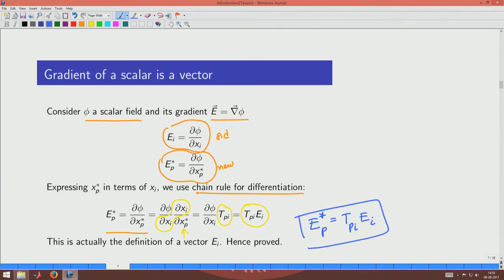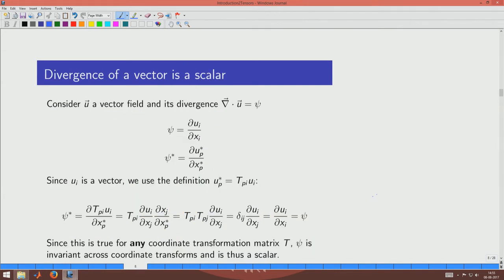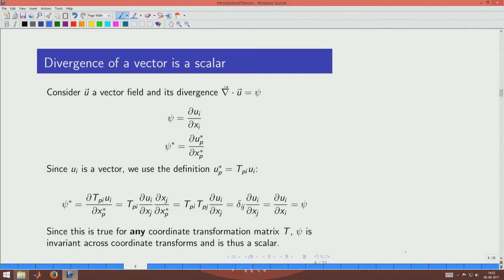Now, this is nothing but the definition of E being a vector, and if E was basically the gradient of a scalar function, that means that the gradient of a scalar function is a vector. So, this is how we are proving it essentially. Okay. Now, furthermore, we have a couple more proofs to show.